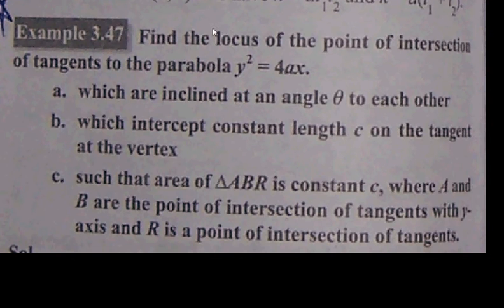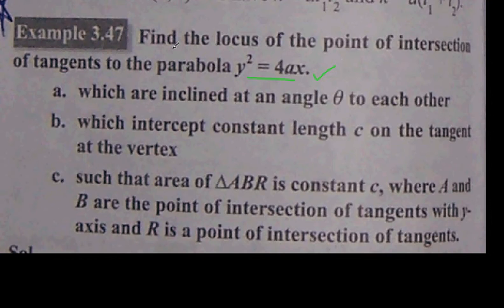Hello, welcome back. Problem from Parabola. Find the locus of point of intersection of tangents to the parabola y square is equal to 4x, which are inclined at an angle theta to each other. This is my parabola. We have a three-part problem associated with this parabola.